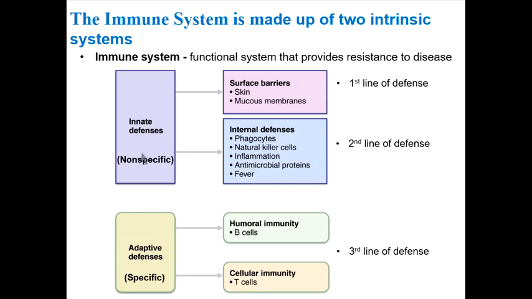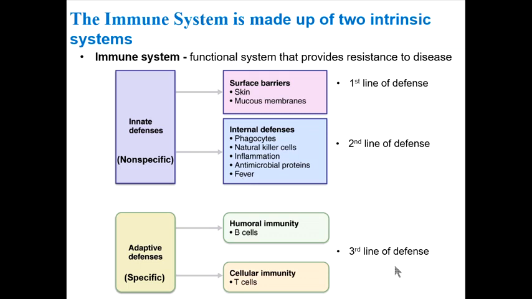So our innate defenses, we're born with a first line of defense, which are surface barriers, which we'll be going over quickly actually. And if that line of defense is breached, then we have a second line of defense underlying it, which are internal defenses, all listed here, which we'll be going over individually.